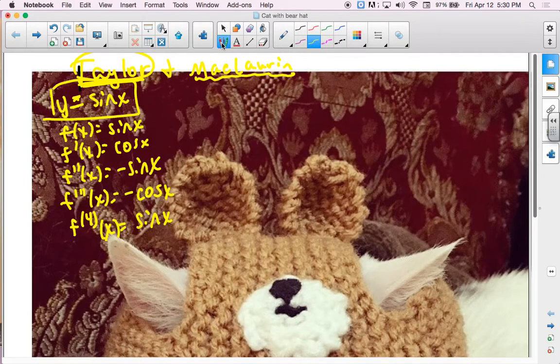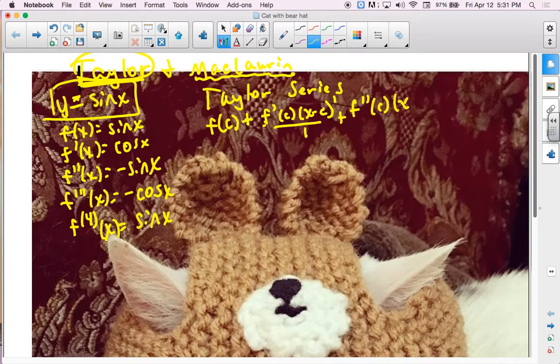So, I'm sorry, I didn't even show you why I was doing this. There's a formula for Taylor series. The reason it's called a Taylor series is it's a sequence of terms added together. And there's an easy formula to memorize. You take f of c, where c is any given number, a specific constant, plus f prime of c times x minus c to the first over 1, plus f double prime of c times x minus c squared over 2 factorial.